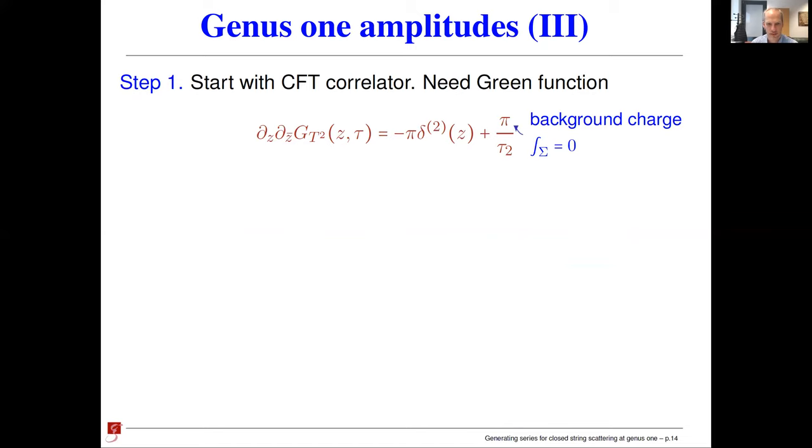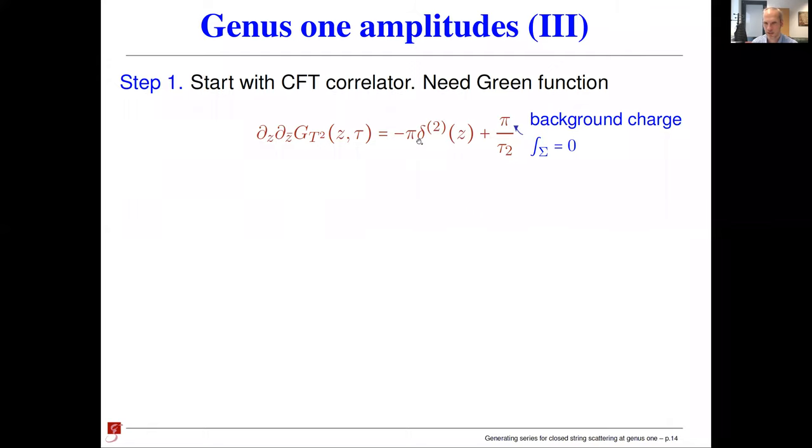So the first thing that we need is, again, the Green's function. Now, this is the Laplace equation. I've now written it in complex coordinates, ∂_z ∂_z̄. Acting on this Green's function has to be a delta function that I've now normalized explicitly. And I've also put in this thing that I didn't explain before, the background charge, which you want to put in because the torus is a compact manifold, and you want to make sure that the integral over the compact manifold vanishes on the right-hand side.